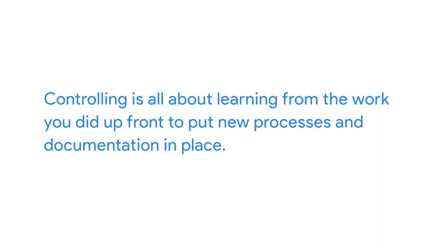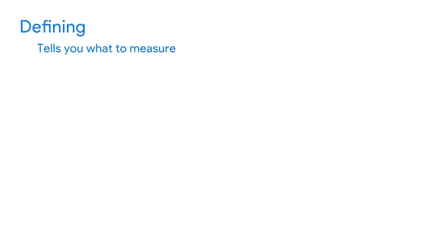The last step of this cycle is control. You've gotten the process and project to a good place, and now it's time to implement it and keep it there. Controlling is all about learning from the work you did up front to put new processes and documentation in place, and continue to monitor so the company doesn't revert back to the old, inefficient way of doing things. To sum it all up, you can remember DMAIC like this. Defining tells you what to measure. Measuring tells you what to analyze. Analyzing tells you what to improve. And improving tells you what to control.